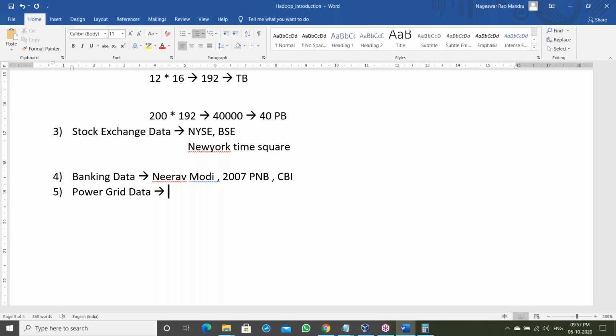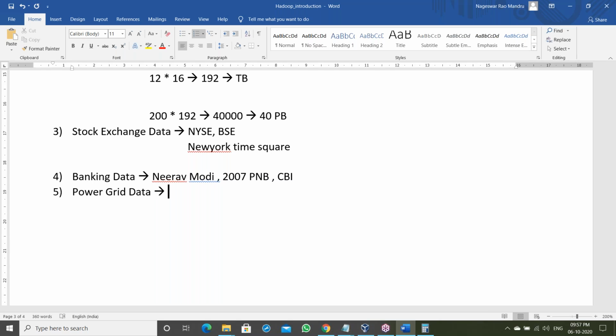A grid is used for distribution, like a water grid or a power grid. A grid is for storage and distribution. The grid has to maintain all that information, and that information is compulsory.